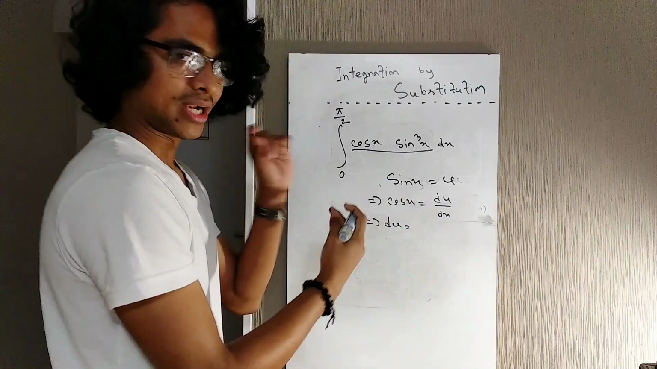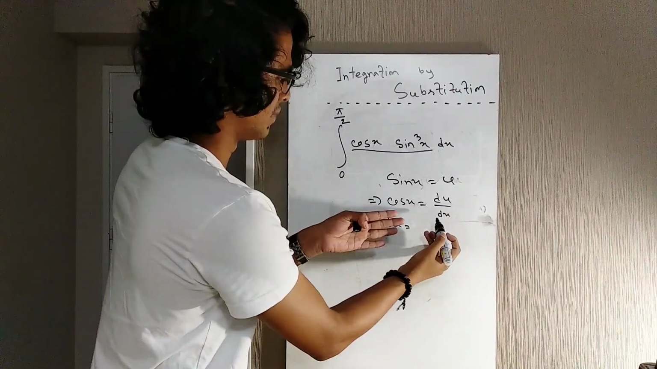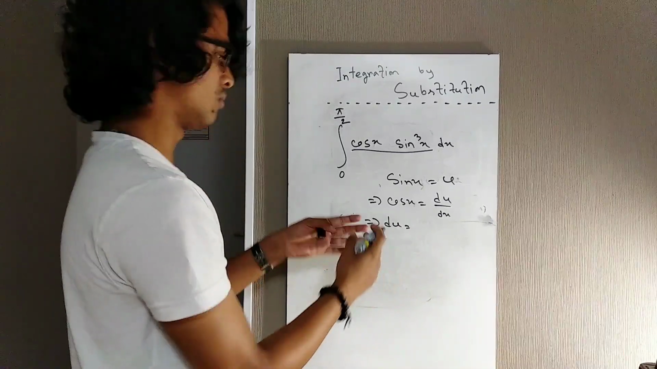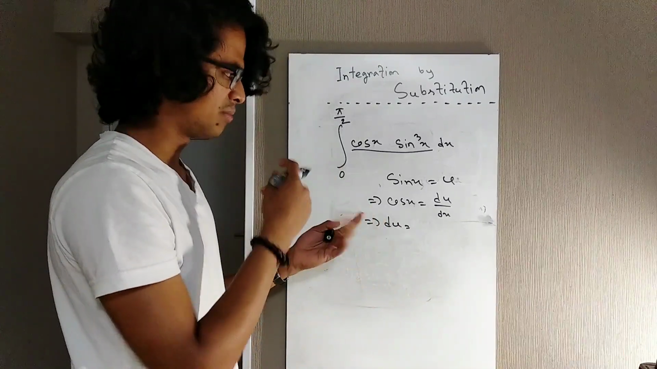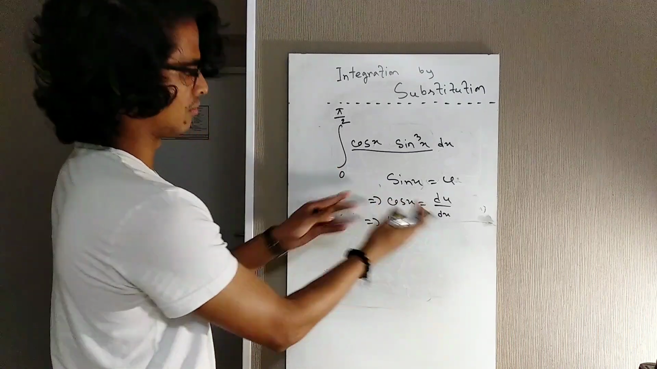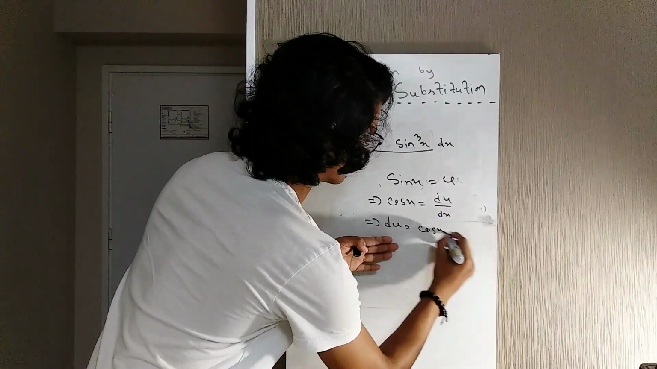I mean, we cannot consider it to be a fraction, so it's not like I'm basically multiplying both sides by dx. It doesn't work that way, we know that, but we can still write it like this. There's a proof of why we can do it like this. We can write it like du and then cos x dx.